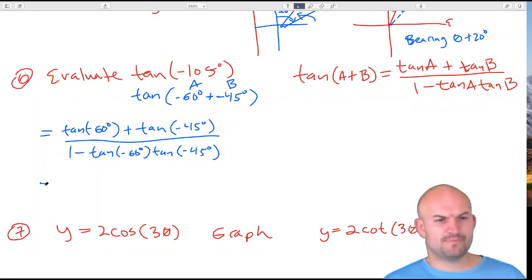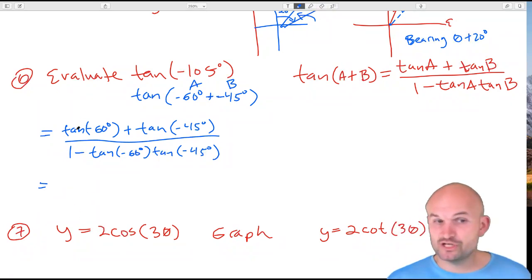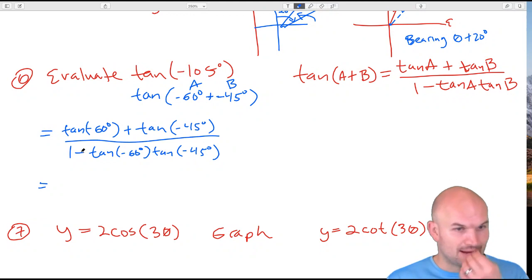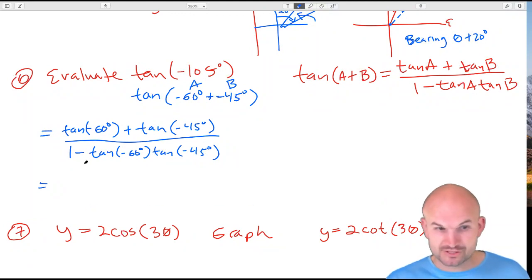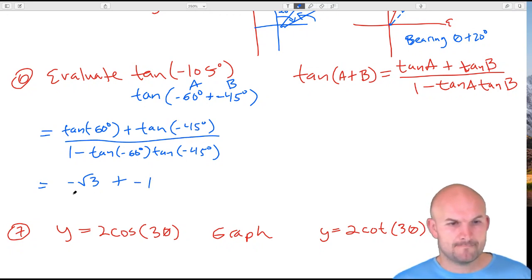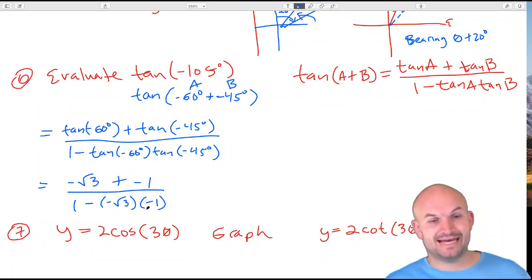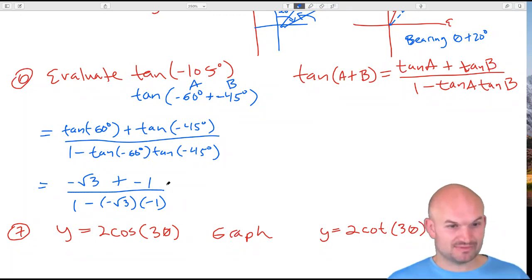All right, depending on what your teacher or the problem is asking for in how to simplify, I'm just going to go through the unit circle, using my basic understanding of it. Tangent of an angle in the 4th quadrant is going to be negative square root of 3. Plus, this is also in the 4th quadrant, so that's going to be negative 1, all over 1 minus negative square root of 3 times negative 1. And from this point, I'm just going to get rid of these negatives here.